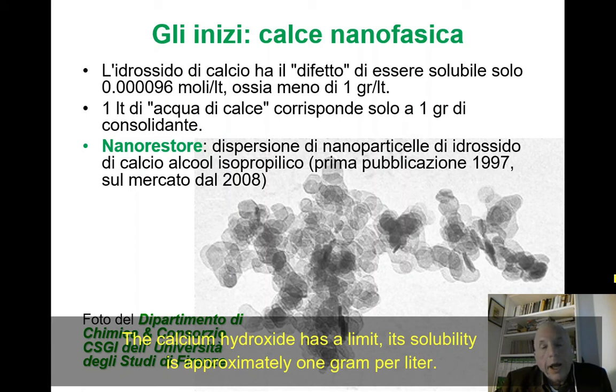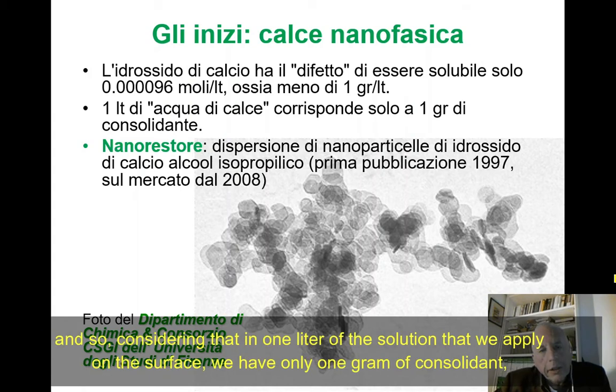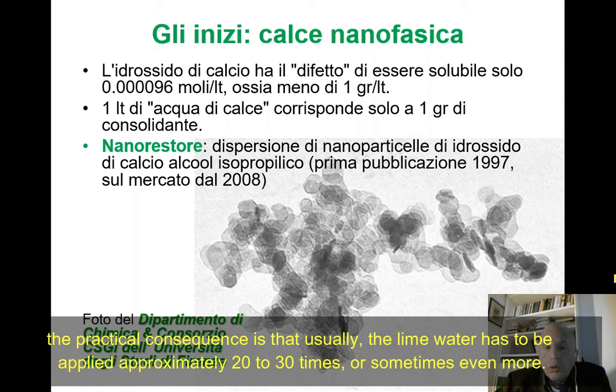The calcium hydroxide has a limit. Its solubility is approximately 1 gram per liter. And the consequence of this limit is such that many applications of lime water are necessary to add sufficient consolidant material to the substrate. And so, considering that in 1 liter of the solution that we apply on the surface, we have only 1 gram of consolidant, the practical consequence is that usually the lime water has to be applied approximately 20 to 30 times, or sometimes even more.